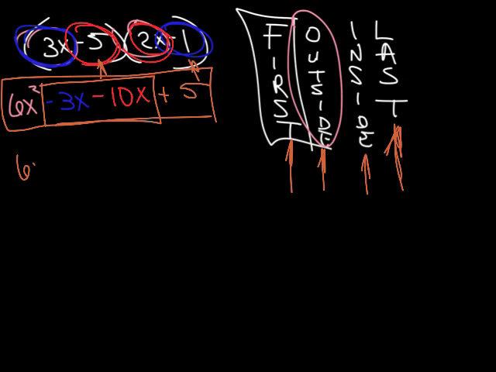Now, normally the only ones we can add together are the two middle ones. So we have 6x squared, negative 3 minus 10, signs are the same. You add the numbers up and put the sign on there, and plus 5. And you end up with a polynomial like that, a trinomial with 3 terms, because you can usually combine those inside terms, the O and the I, the outside and the inside.